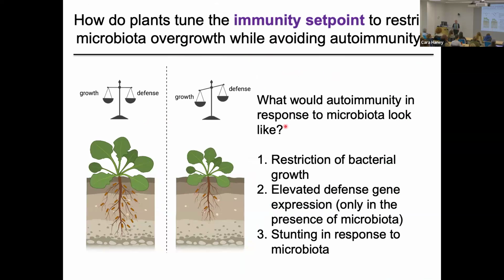We hypothesized that if a plant has an inappropriate immune response to microbiota, it should kill off those microbes. So first, it should restrict bacterial growth, so less commensal growth. Second, it should have elevated defense gene expression, so higher immune responses to normally growth promoting or beneficial microbes. And third, because we have this growth defense trade-off in plants, we predict that maybe the mutant would be stunted, so it has smaller growth in response to commensals or mutualists.